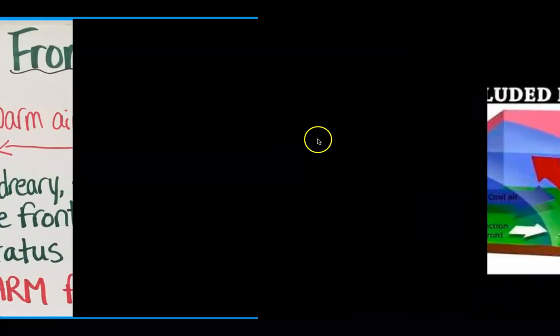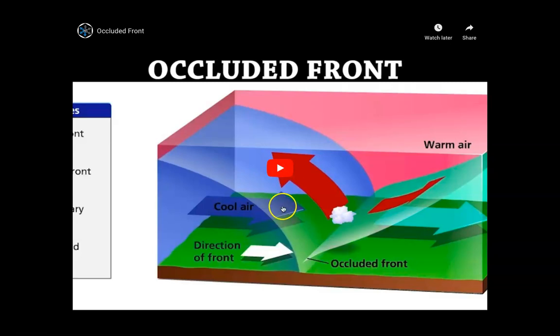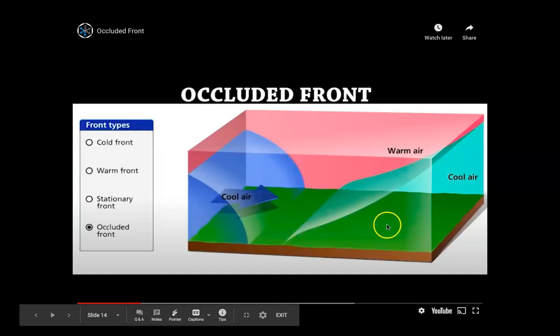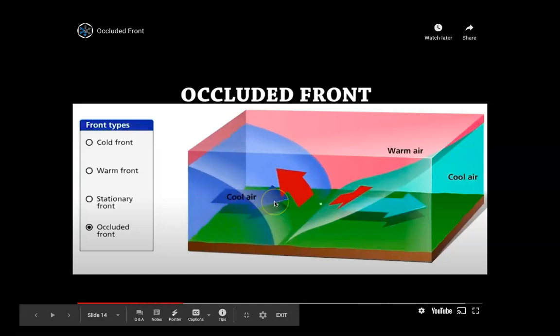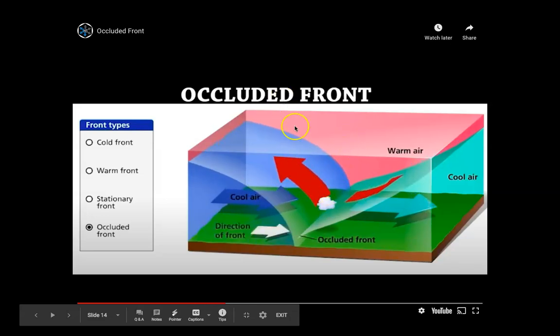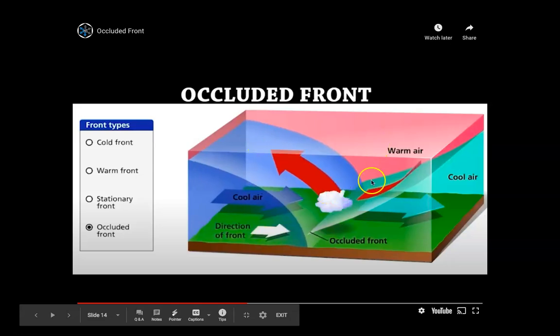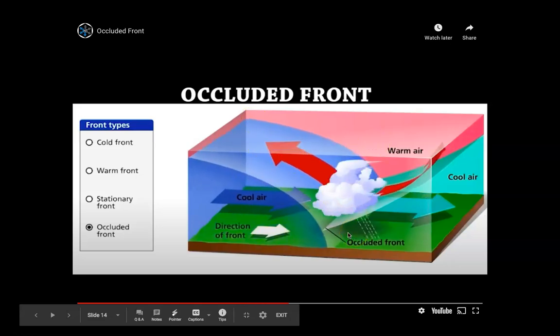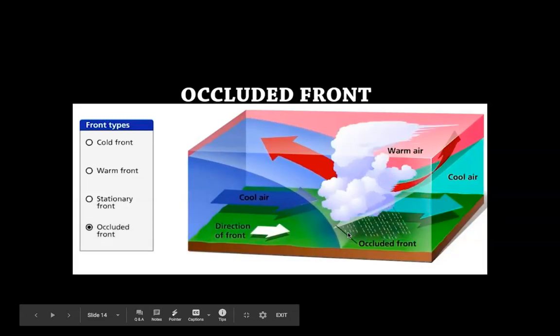And the final type of front that we have is called an occluded front. An occluded front is basically where warm air gets trapped by two cold air masses. So what will happen is there will be cold air here and cold air here. And as the second cold air mass comes up, it's pushing the warm air up in between. So the warm air is kind of getting trapped in between the two cold air masses.